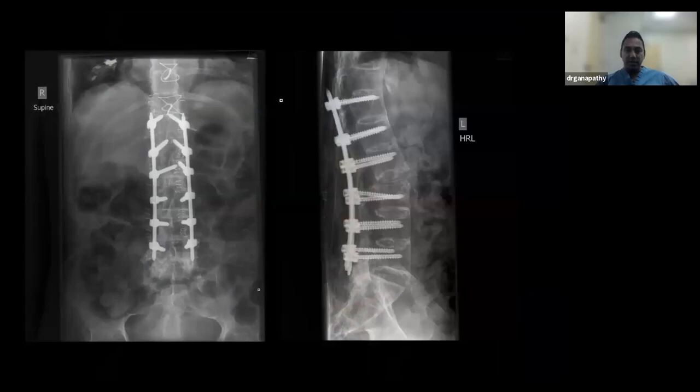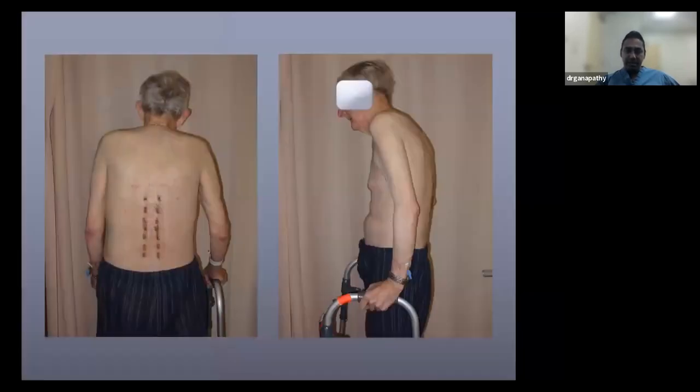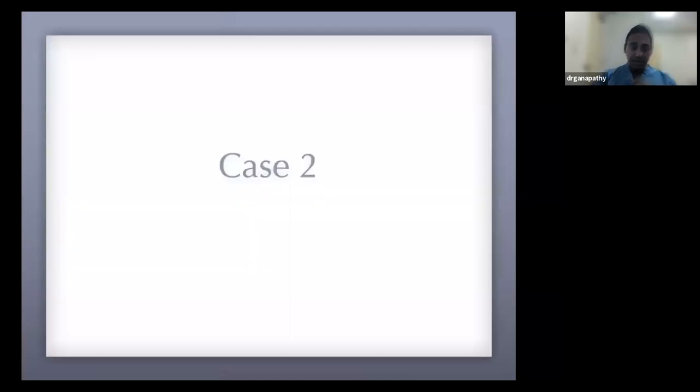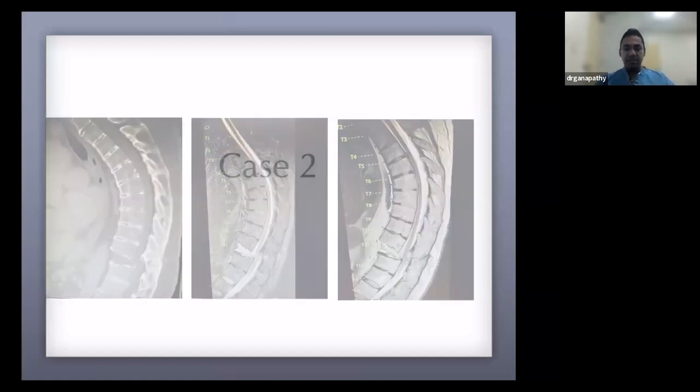So this is what we had done in residency. We went 3 above and 3 below in order to stabilize it. And we'll talk about some of the evidence behind this. And this is our patient who was able to leave rehab after 3 or 4 days, as he didn't have, thankfully, any complications. So a case 2 here.